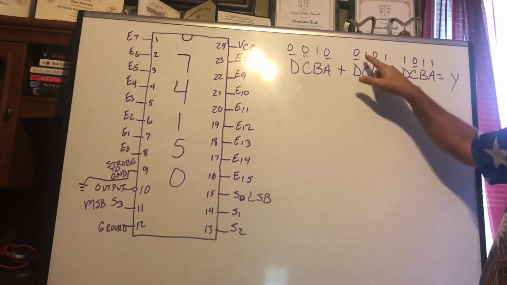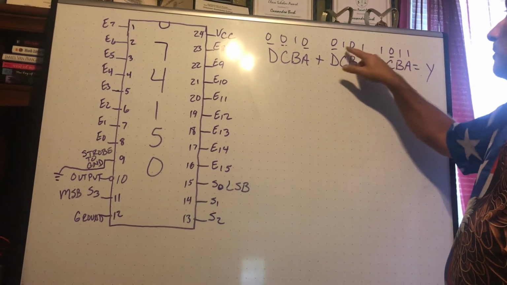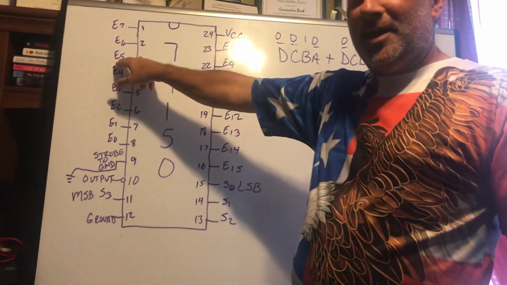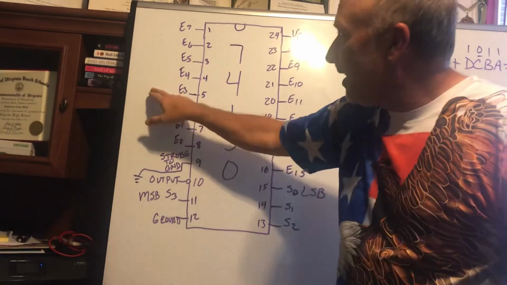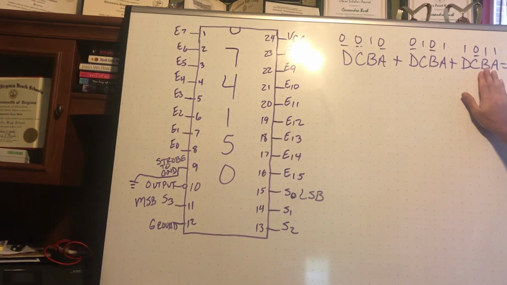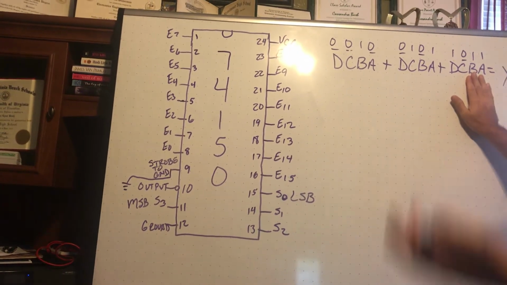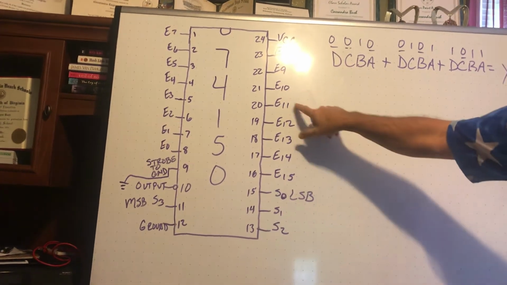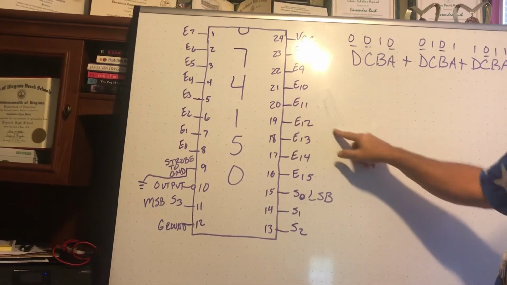And I do the same thing here. I go 0, 1, 0, 1, which is 5. So I go to E5, pin 3. I'm going to tie that to a low. Then 1, 0, 1, 1, which is 11. So I'm going to find E11, which is here, pin 20. I'm going to tie that to a low.